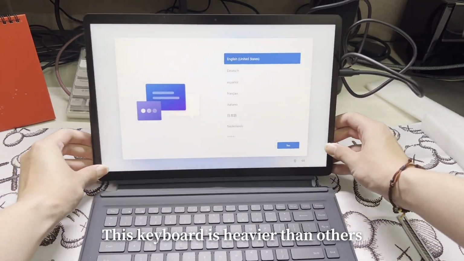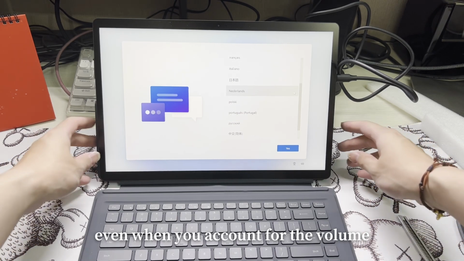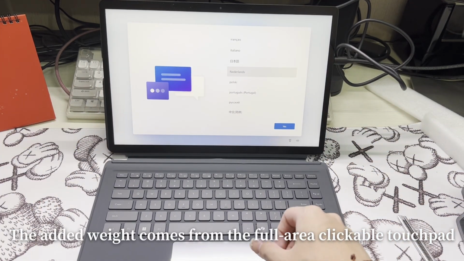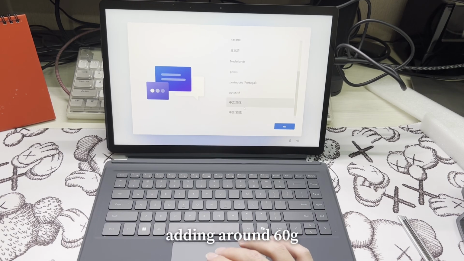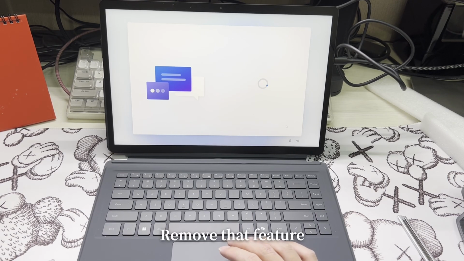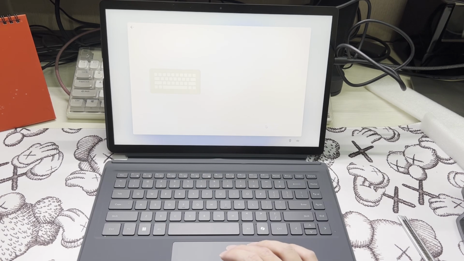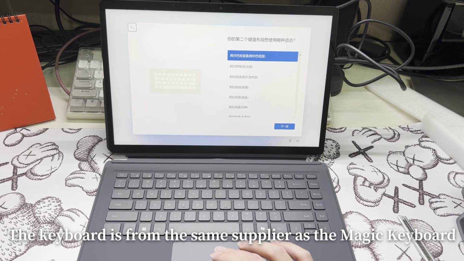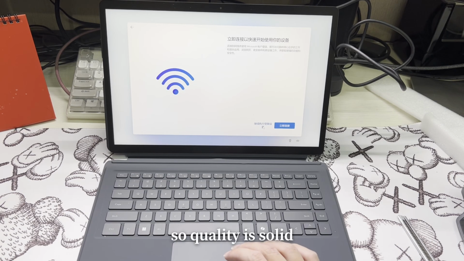This keyboard is heavier than others, even when you account for the volume. The added weight comes from the phone-area clickable touchpad, adding around 16 grams. Remove that feature, and we are on par with the competition. The keyboard is from the same supplier as the Magic Keyboard, so the quality is solid.